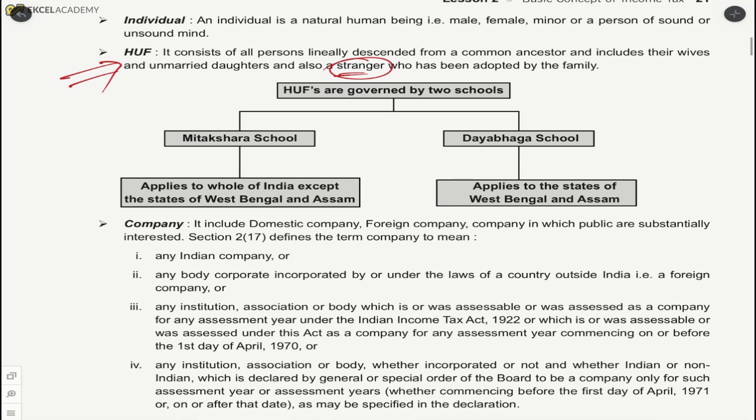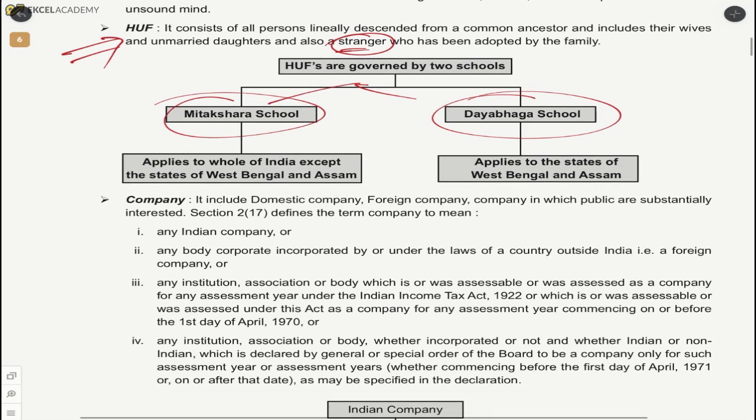So here there are two schools in this, two different types of HUF. One is Mitakshara, the other one being Dayabhaga. So what we have to remember is Dayabhaga is applicable only in West Bengal and Assam. Elsewhere, only the Mitakshara school of HUF is applicable. Just remember this much: Mitakshara applicable everywhere except for West Bengal and Assam. Dayabhaga only in West Bengal and Assam.